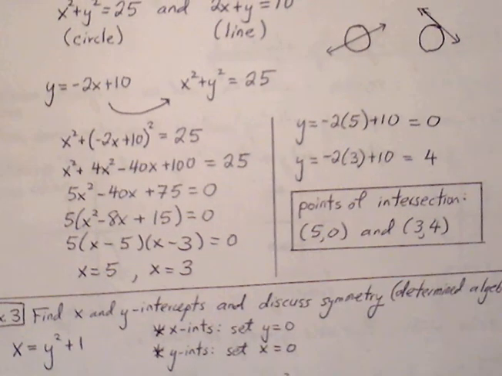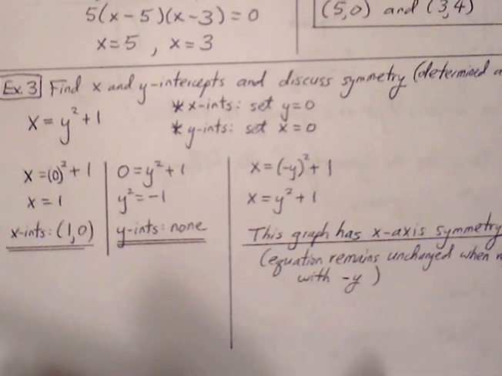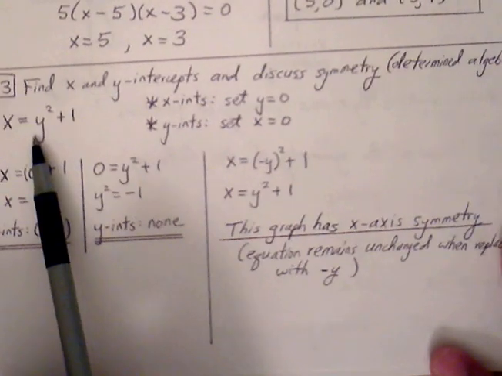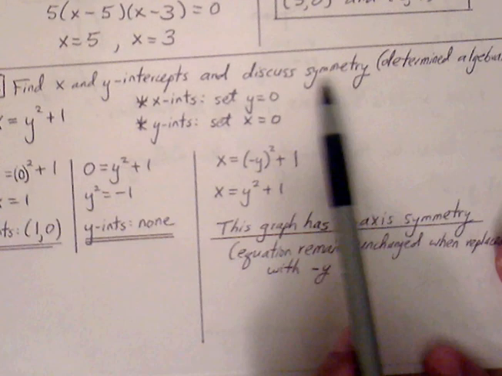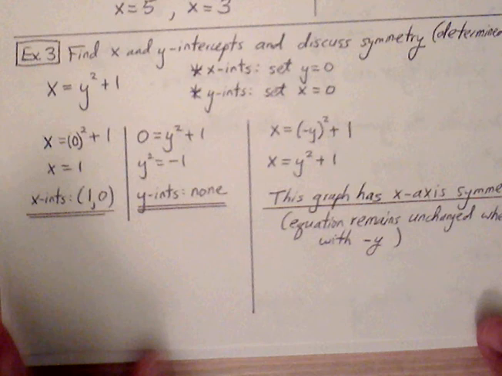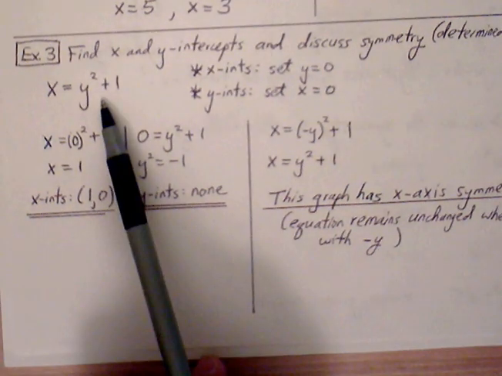Okay. All right, going back to something that we covered at the beginning of this video, which is finding x and y intercepts and discussing symmetry. So I'm going to go through an example here that will discuss symmetry, and we're going to determine that algebraically. So x equals y squared plus 1, we're going to find the x and y intercepts for this and also decide whether there's any symmetry with this graph.